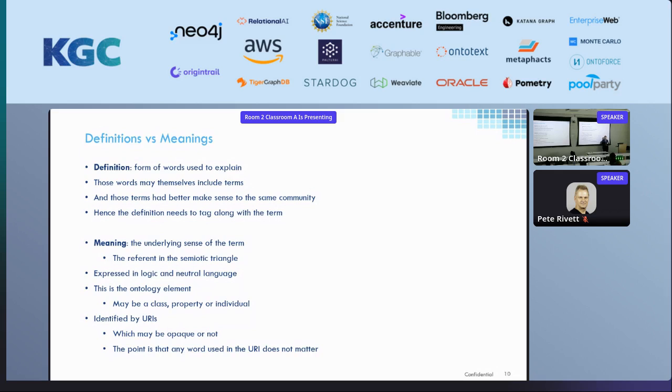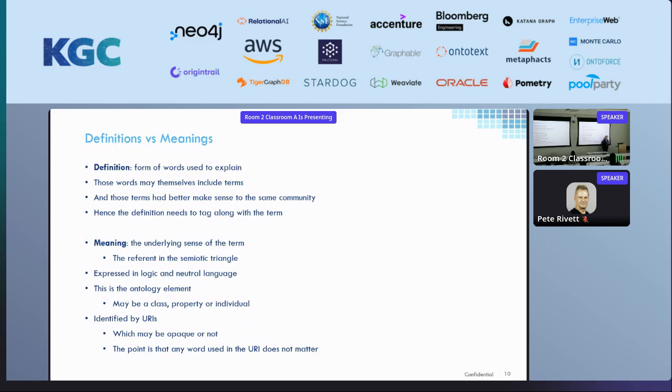And that may be opaque or not. You may choose some sort of neutral word to construct your URI, or you could just use a random number. For example, someone mentioned OBO earlier. OBO is a very rich set of ontologies in the medical space, and their ontology URIs don't use names at all. They just have fairly long, opaque integers that they use for their identifiers for their underlying meaning. And then they have a set of properties on those which constitute the logic.